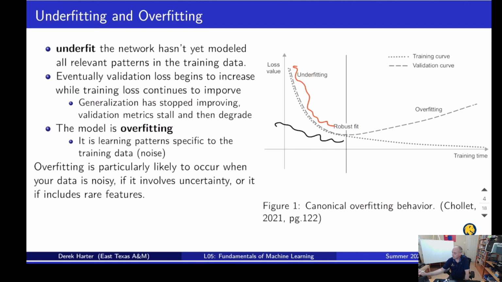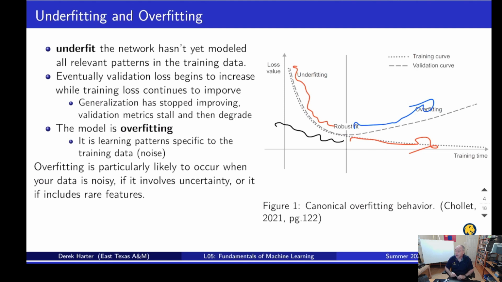At some point, the training loss will continue to decrease on the data that the neural network is being trained with, or whatever machine learning mechanism you're using. But the validation loss will stop improving. Here, smaller loss is better. So it'll stop improving and start getting worse and worse. That's a classic sign that overfitting has begun. Eventually, especially for neural networks, this will always happen. Generalization will stop improving, and the validation metrics will stall and then degrade.